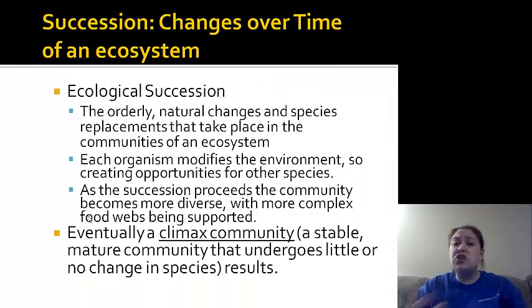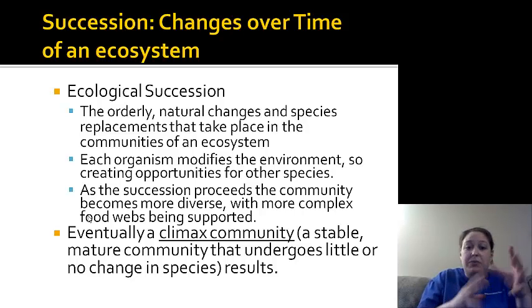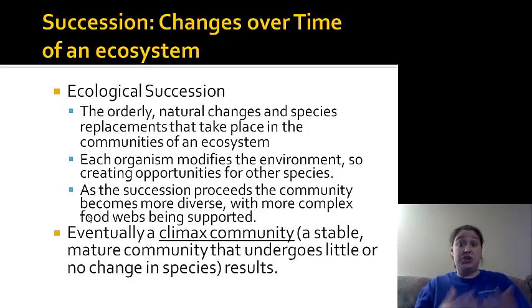Succession, or change over time of an ecosystem. Ecosystems do change. It is an orderly, natural change of species replacement that takes place in a community of an ecosystem. Organisms can modify the community so that other organisms have an opportunity to come in. Also, succession tends to lead to more diverse, more complex food webs being supported. We also eventually see a stable, or what is known as a climax community, that undergoes very little change.